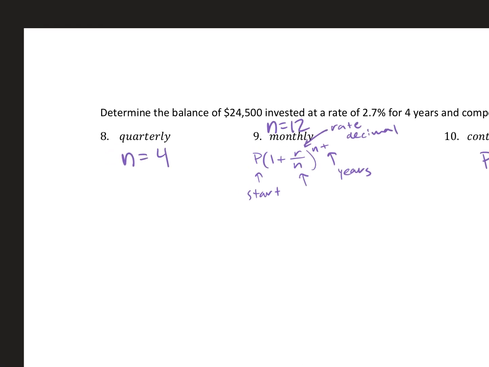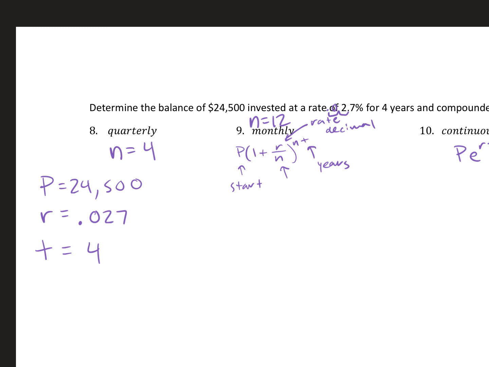Perfect. So let's do 8. So my P is the starting amount, which was 24,500. My R is what? 0.027 because I move it twice, so it would be 0.027. And then N we said was 4, and T we said was 4. So we plug everything in and put it into our calculator. So 24,500 times 1 plus 0.027 over 4 to the power of 4 times 4.